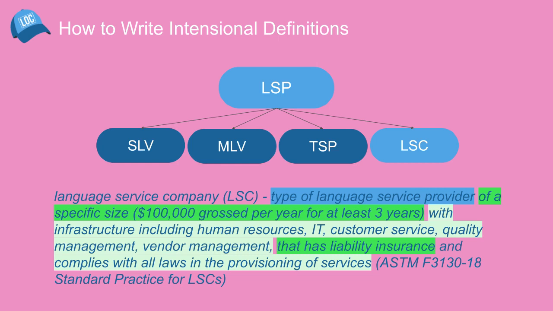If these delimiting characteristics were based upon ASTM F3130-18 standard practice for language service companies, they would include the following: having grossed $100,000 per year for 3 years, with an infrastructure that includes HR, IT, customer service, quality management, and vendor management, holding liability insurance, and complying with applicable laws in the provisioning of services. And this would be a stipulative definition as well, since it's based upon the context of an American national standard.